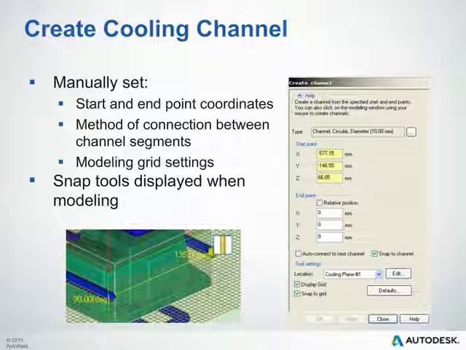There are also similar methods of connection between channel segments. So you have options to snap to the channel, and you have an option to automatically connect to the next channel, so basically to daisy chain these together. There's also some modeling grid settings, and you have access to snap tools when you're modeling. So in this case, you can see these little boxes popping up when you hover over the end of a channel. That'll let you know if you're connecting to the channel, to the grid, or somewhere else.